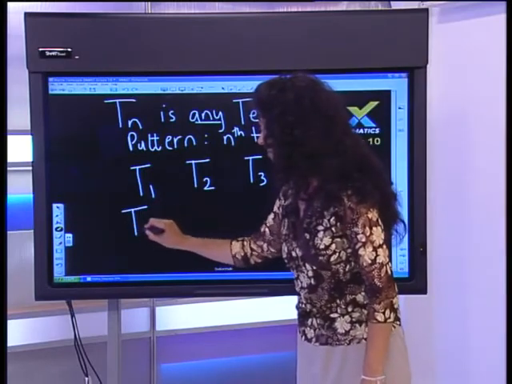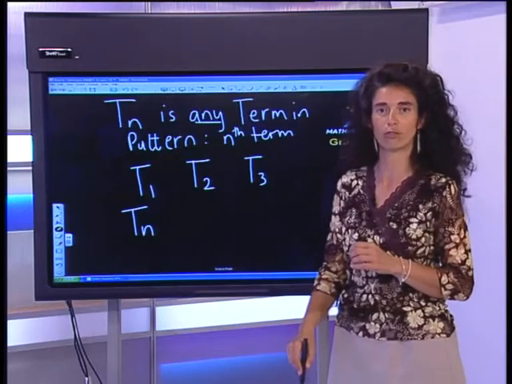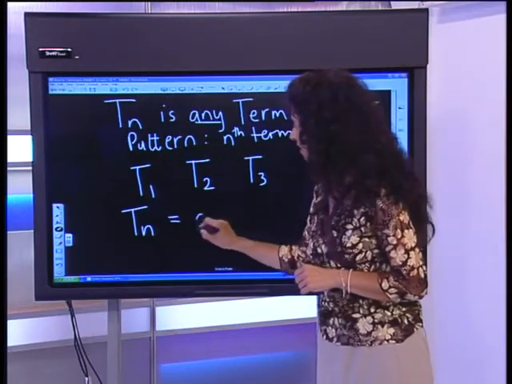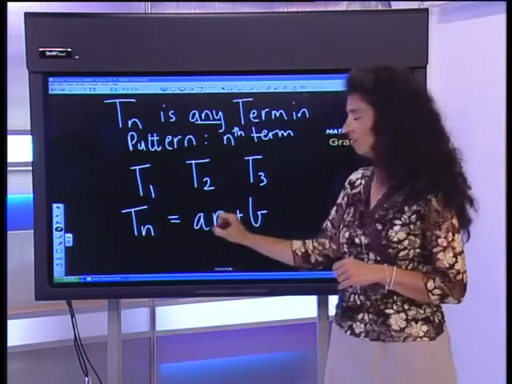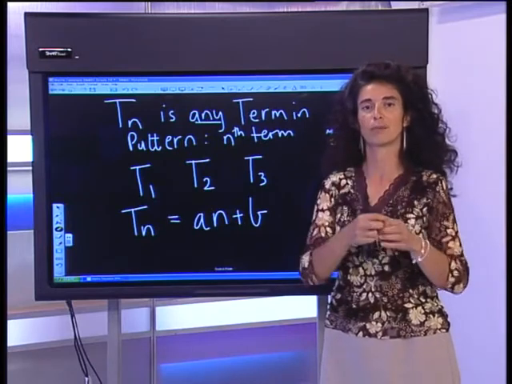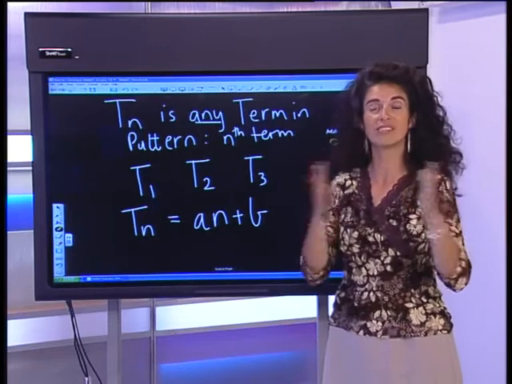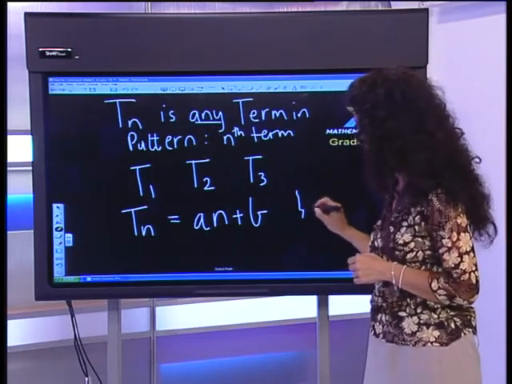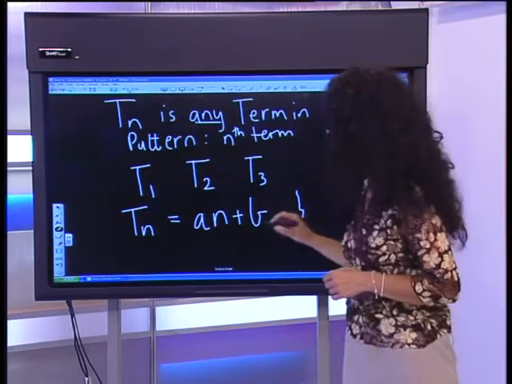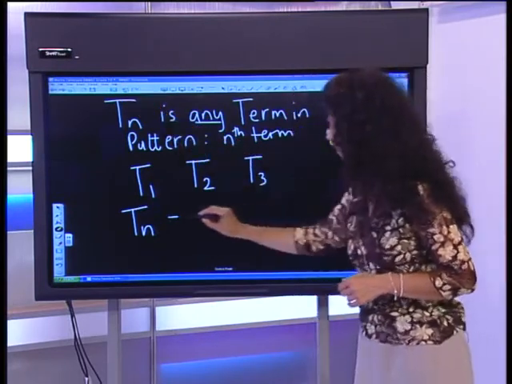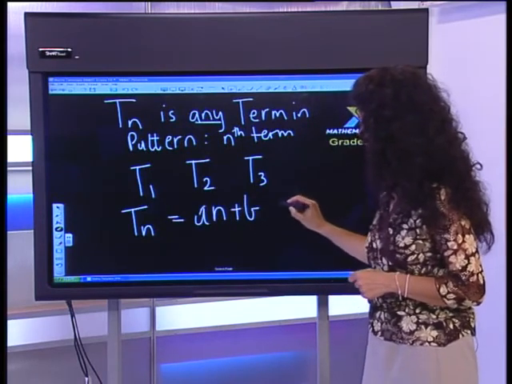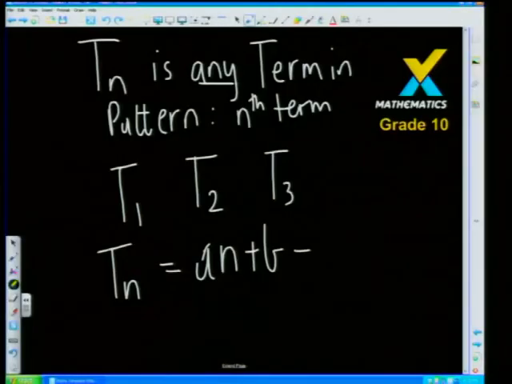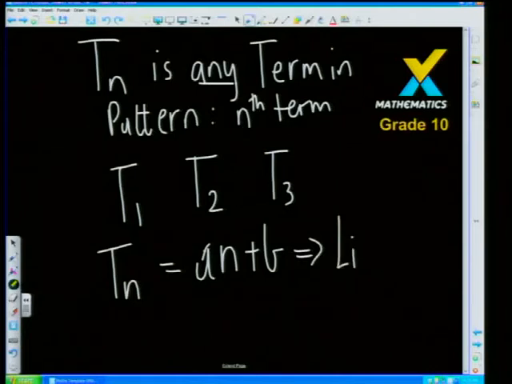So Tn is the name of the terms or the labels that we give the term. And the an plus b refers to the expression, there's an algebraic expression that you're going to be able to derive for every single pattern that is linear. Tn equals an plus b. So that would be a linear pattern. What do I mean by linear?